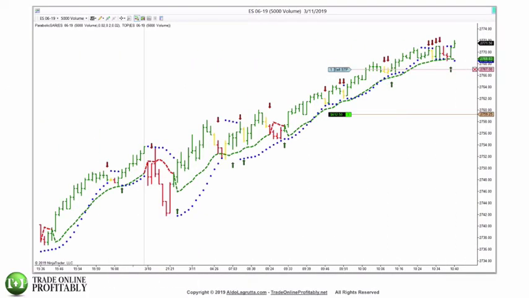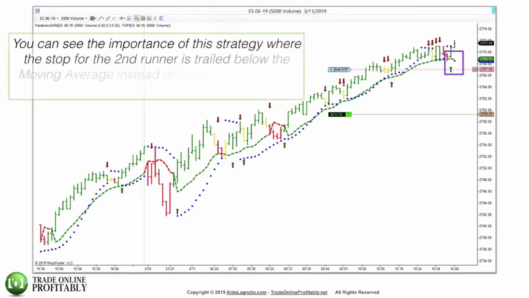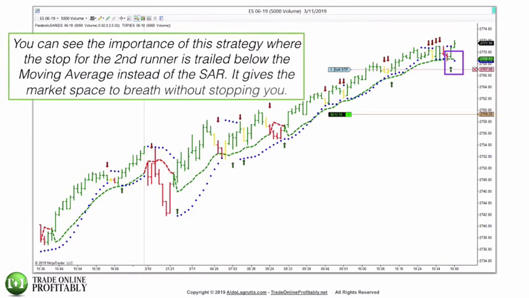Now in this chart, we can see some superb news for my trade, and this trade of the week lesson appeared. Notice that a new buy signal just formed. That means that higher prices were likely in the cards. Now this is very important because it allows you to see the importance of the strategy where the stop for the second runner is trailed below the moving average instead of the SAR. It gives the market space to breathe without stopping you out.